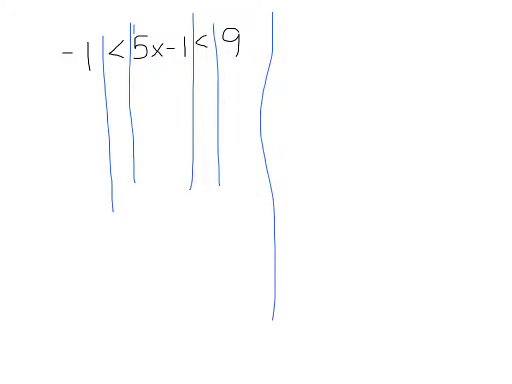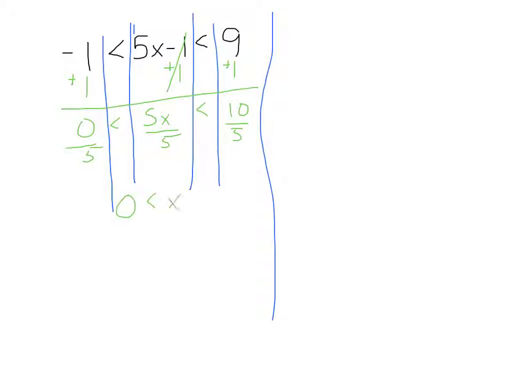So in solving this, let's say I add 1 here. That also means I need to add 1 there, add 1 there. Remember, the goal is to get x by itself. So those cancel. I end up with 0 is less than 5x, which is less than 10. Divide by 5, divide by 5, divide by 5. I get a solution of 0 is less than x, which is less than 2.